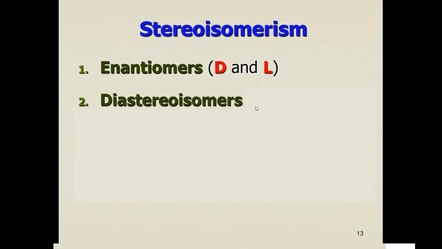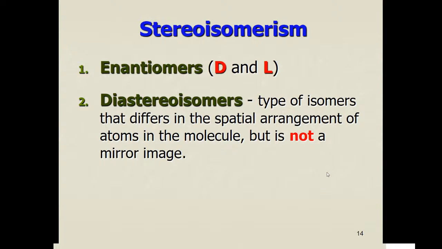Diastereoisomers, they do not look like mirror images. I will show you the picture then. It's a type of stereoisomerism that differs in the spatial arrangement of atoms in the molecule, but not mirror images of each other. Let us see how it looks like.